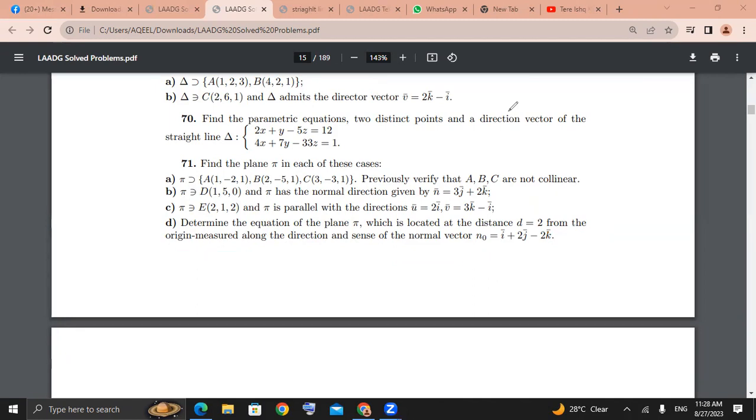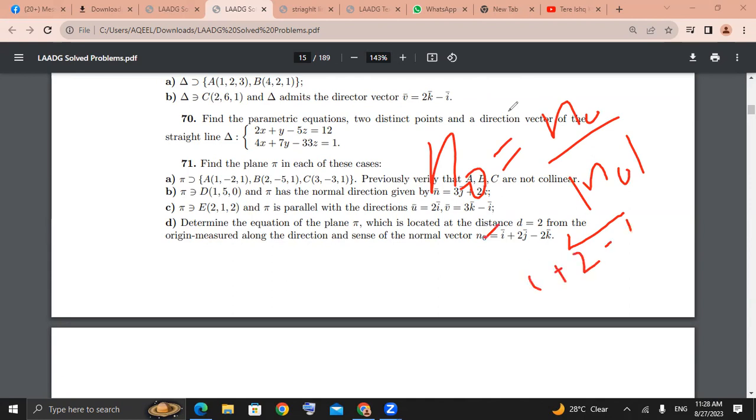So in this case, you have to find the unit vector, or normalized vector. What is the normalized or unit vector? The normalized or unit vector of n naught is n naught divided by the magnitude of n naught. As this vector is i plus 2j minus 2k, divided by the square root of 1 squared, 2 squared is 4, minus 2 squared is 4, so it's 9. So you get i plus 2j minus 2k divided by the square root of 9, which is 3. So this is the n naught.